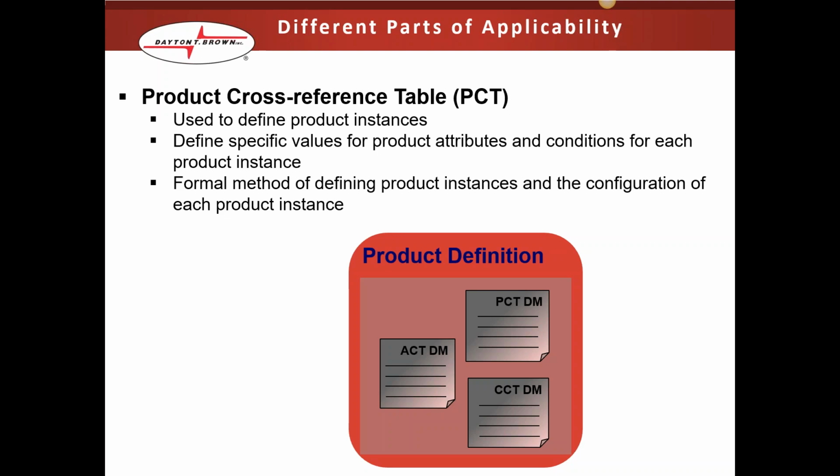You can have a project that doesn't have a PCT. That's not necessary. If you aren't interested in this real-time product configuration, the only thing you need is an ACT, and then a CCT if you have them. Anyway, that's how all the different things come together to create the product definition, and really is the formalization of applicability. Any questions up until this point? Hopefully it's kind of clear.